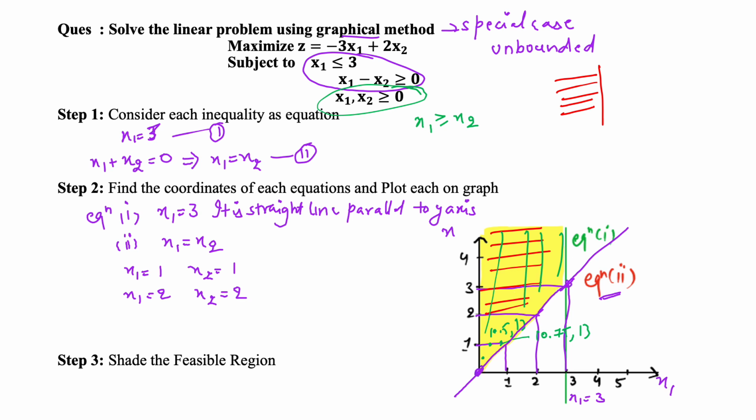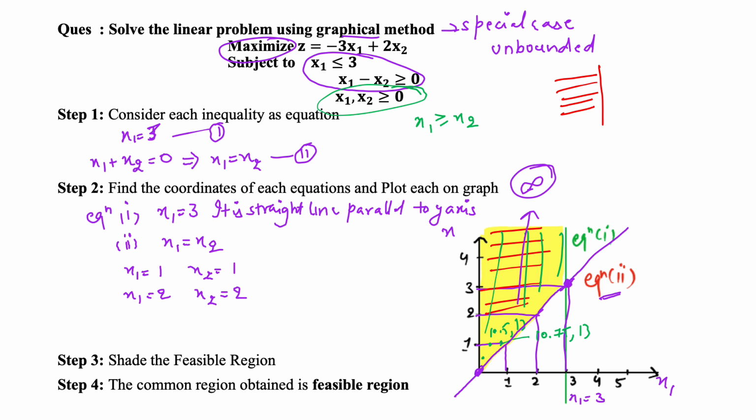We do have a corner point, but this is a maximization problem. If you look, the maximum value will be at some point at infinity, and these points give very small values of our objective function. So we will not get any maximum value for this objective function, because it is an unbounded problem.